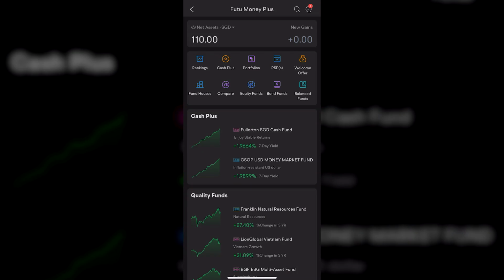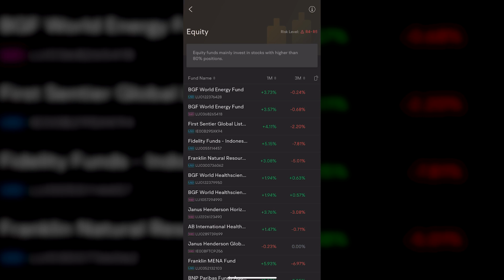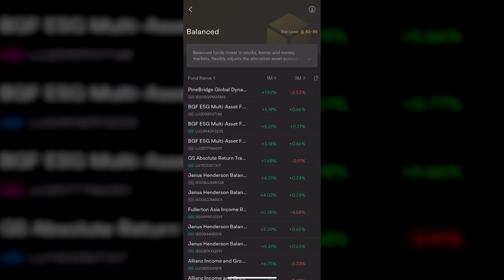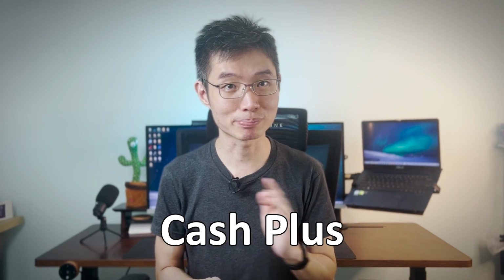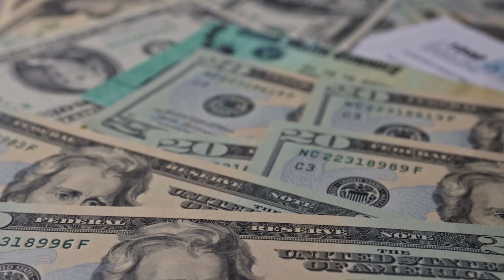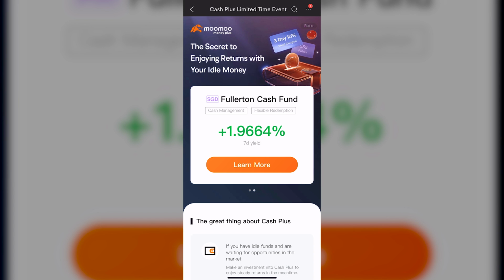Okay, here's a quick intro to Moomoo Cash Plus. Moomoo has something called Money Plus, where you get to invest in different kinds of funds like equity funds, bond funds, balanced funds, and so on. And one of these funds is called Cash Management Funds, which Moomoo calls Cash Plus. Basically, these funds invest in safer securities like government bonds and fixed deposits. Currently, in Cash Plus, you will see two funds, the Fullerton Cash Fund, which is in SGD, and the CSOP USD Money Market Fund, which is in USD.